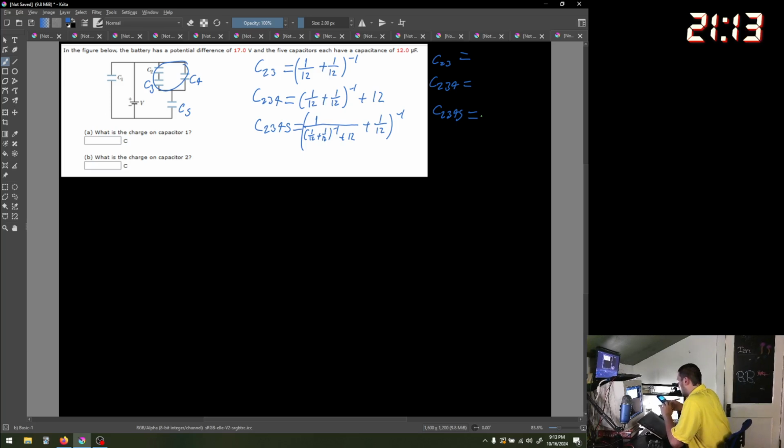One over 12 plus 1 over 12, inverse, is going to be 6 plus 12, which is going to be 18. And then the inverse of 1 over 18 plus 1 over 12 negative 1. It's going to be 36 divided by 5, which is 7.2. I don't like that it's less.